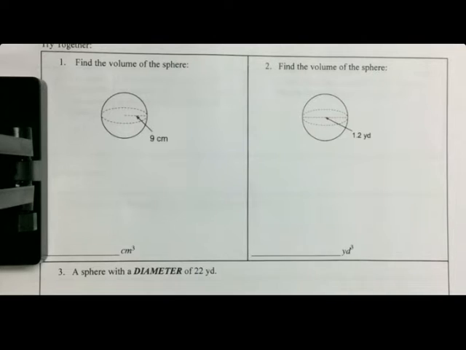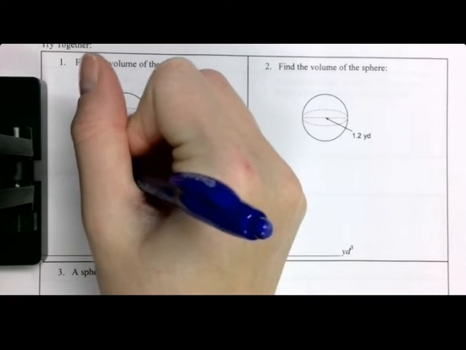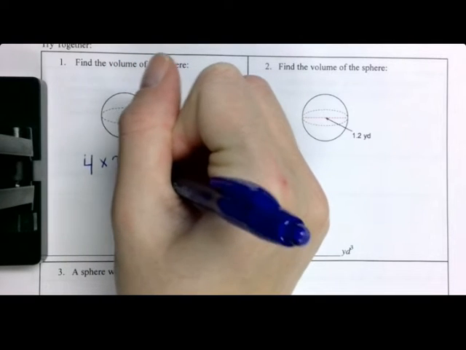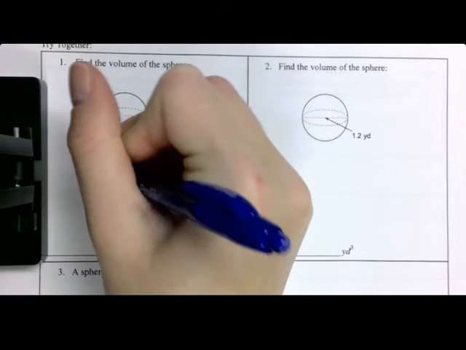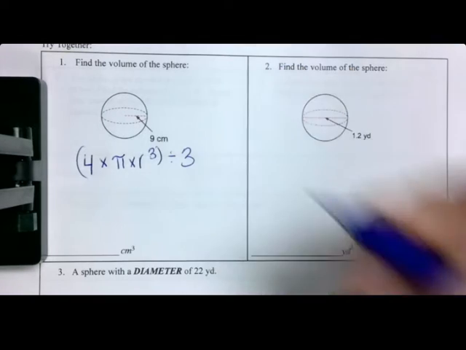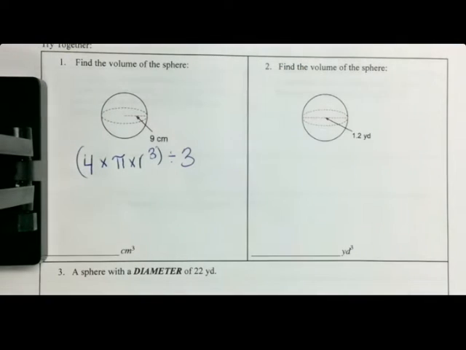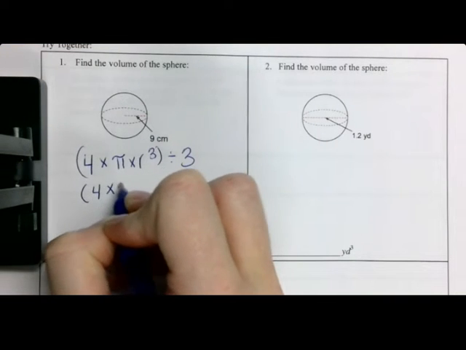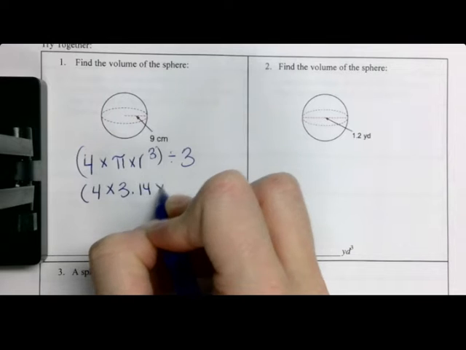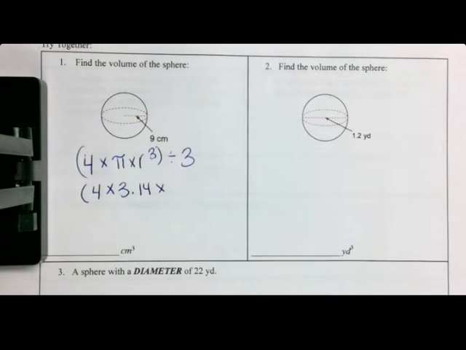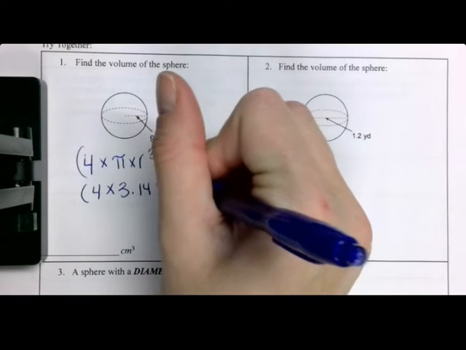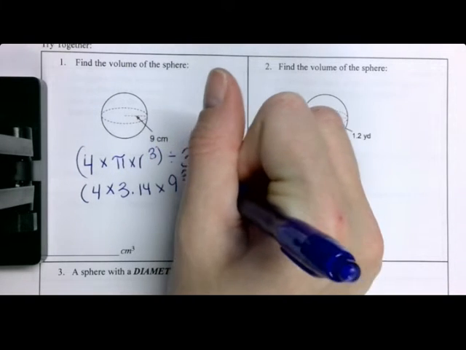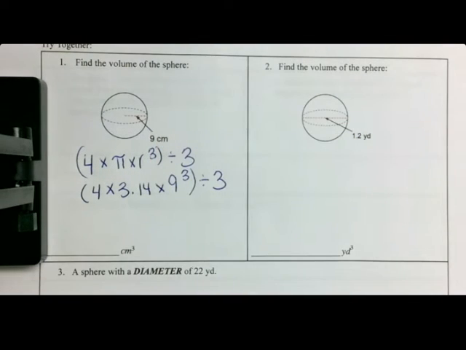So we're going to find the volume of the sphere. So we are going to first write down our formula. So 4 times pi times r cubed divided by 3. So what number do we use for pi? 3.14, good. My radius is 9, or is 9 my diameter? My radius, good. So I'm going to cube that, and then I'm going to divide it by 3.